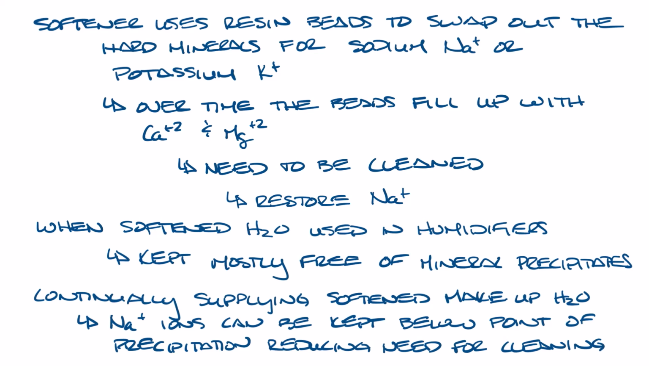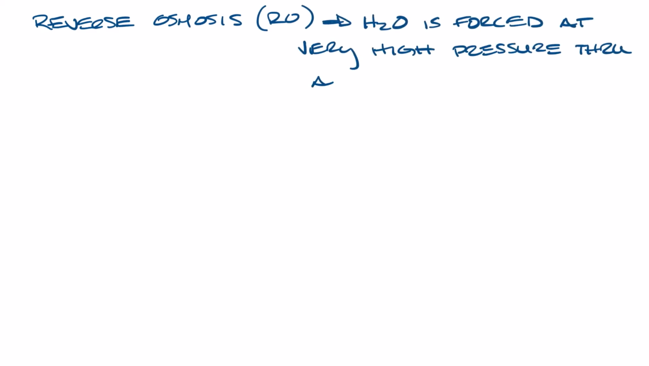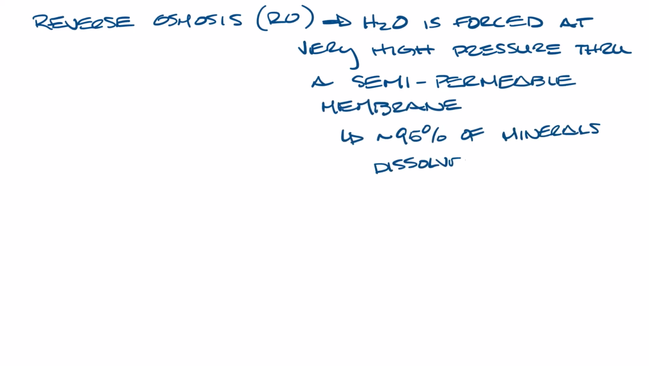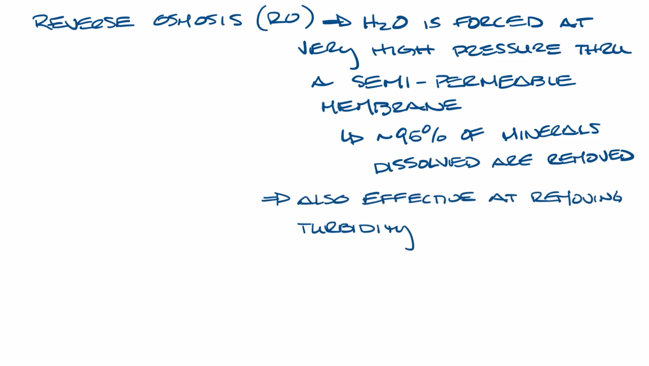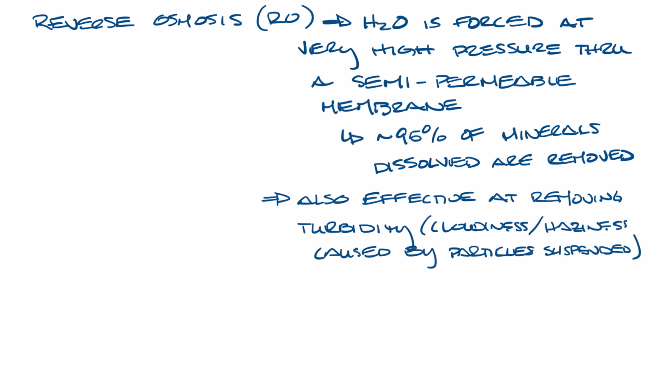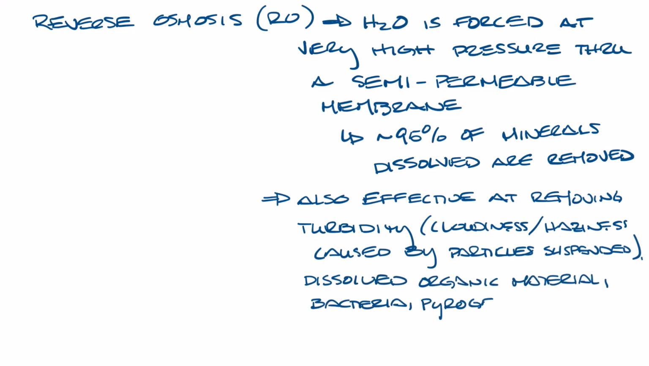Another method of water treatment is reverse osmosis. In reverse osmosis, water is forced at a very high pressure through a semi-permeable membrane. About 95% of the minerals dissolved in the water are removed. Reverse osmosis is also very efficient at removing turbidity, which is the cloudiness or haziness in water caused by tiny particles suspended in it. It also removes dissolved organic material, bacteria, and pyrogens, which are substances often from bacteria that can cause fever if they get into the body. This is especially a concern in medical or sterile environments.